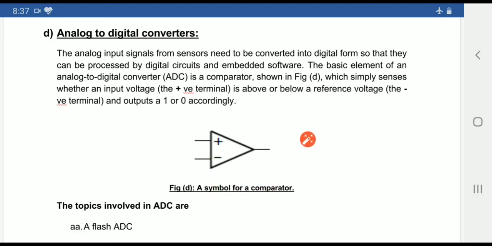It will work like this: when the input voltage is greater than the reference voltage, then the output of the comparator or the op-amp will be logic 1. If the input voltage is less than the reference voltage, then the output of this comparator will be 0, which is logic 0.